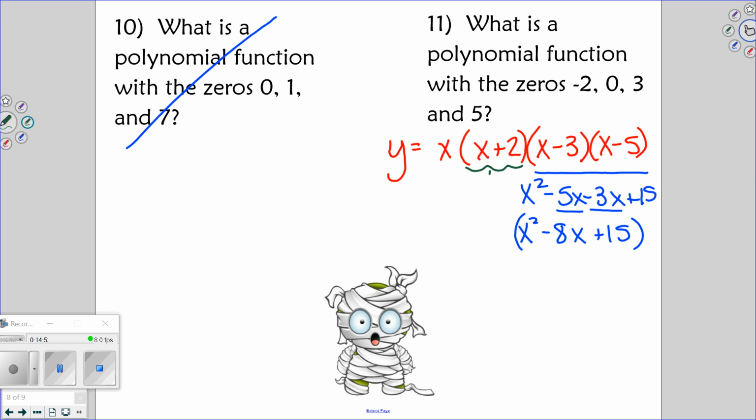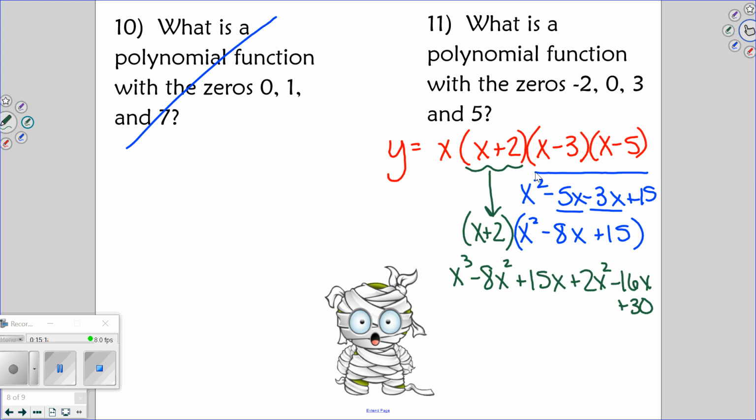Okay, then I'm going to take this, I'm going to bring it down, and we're going to multiply again. So guys, double check at every step, make sure you have what I have, okay? So when we distribute here, we'll get x cubed minus 8x squared plus 15x plus 2x squared minus 16x plus 30. Again, check what you have. Put your like terms together. You get x cubed. Your x squareds are going to give you negative 6x squared. That's going to be minus x, and then plus 30.